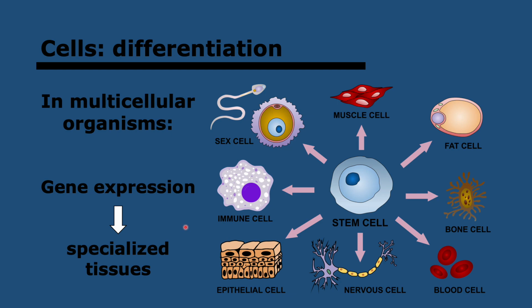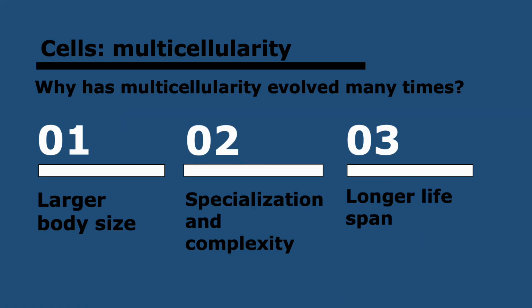So it's important to know that in multicellular organisms such as us, different cells perform different functions because this is more efficient, right? Instead of having all cells do everything, you can have them be specialized. How does this happen? Through gene expression. So what this means is that not all the DNA is turned on all the time, but rather you turn on some genes in some cells and some other genes in other cells, and that leads to specialized tissues, such as immune cells, sex cells, muscle cells, fat cells, etc. And so it's thought that multicellularity has evolved many times from unicellular organisms.